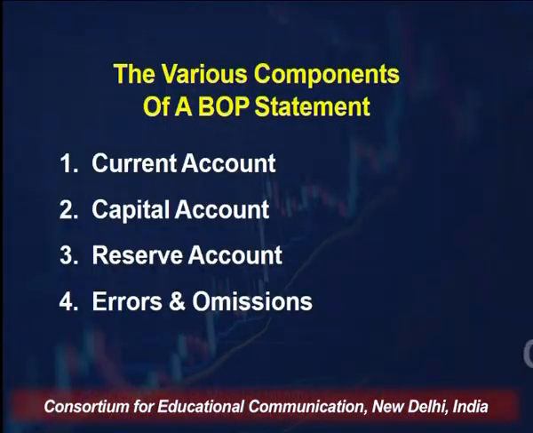Now if there is a change in any of these variables and there is no appropriate change in other variables, then there will be disequilibrium in the balance of payment. So how the disequilibrium is created, and what are the different methods to correct this disequilibrium in the balance of payment, we will be discussing in detail. But before that, let us understand what are the various components of a balance of payment statement. The important components of a balance of payment statement are the current account, the capital account, the reserve account, and errors and omissions. Now let us discuss these one by one in detail.